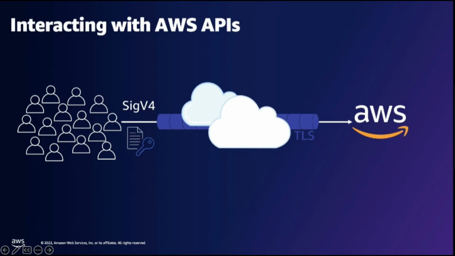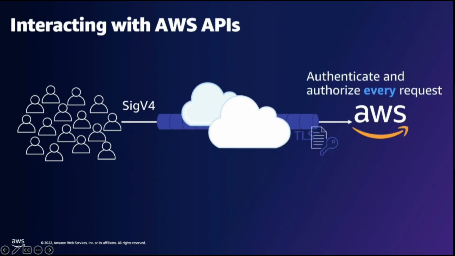So a SigV4 signature is made up of your AWS credentials, right? These are your access keys and your secret keys. The signing of the request is something that is done for you, depending on what you are using to interact with AWS. If you are using the AWS SDK, the SDK performs the signing for you, so you don't have to worry about that.